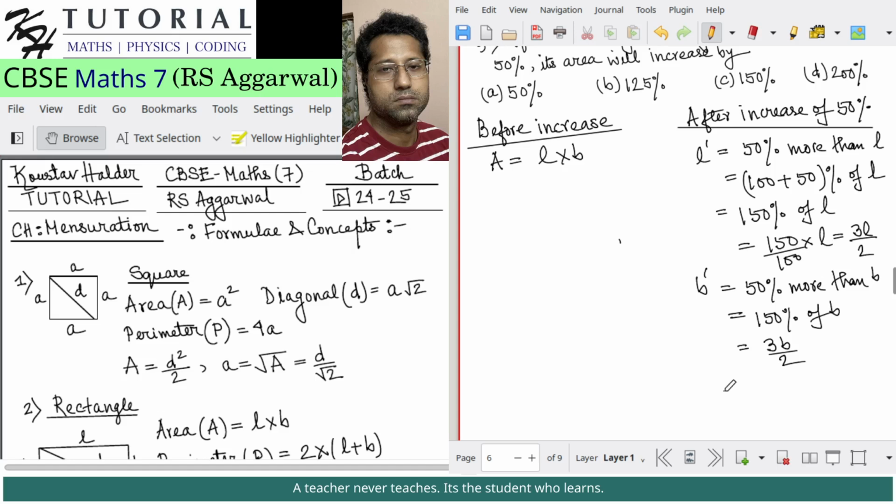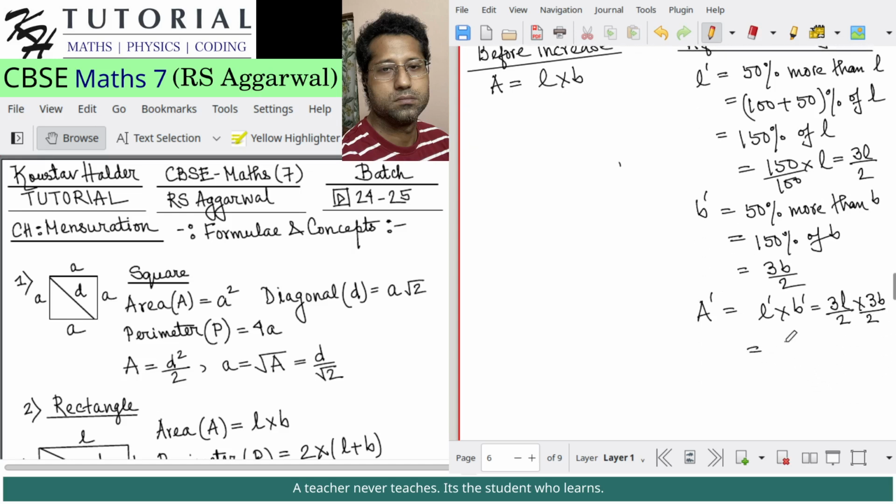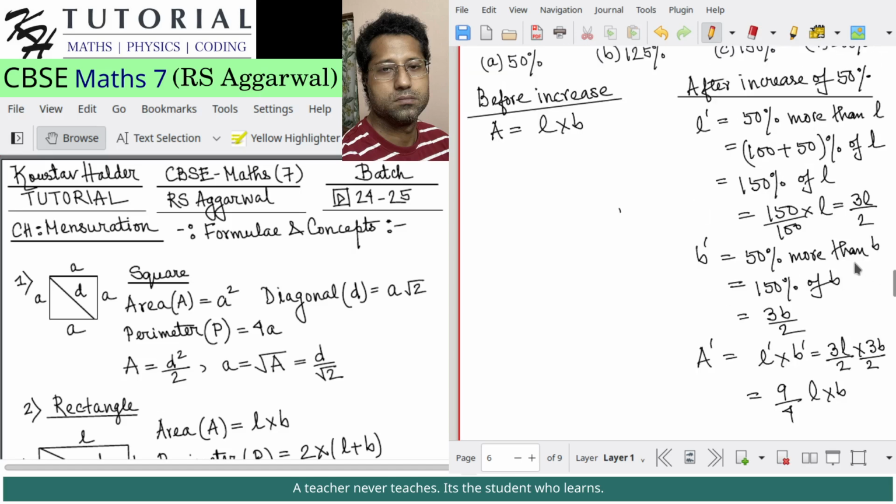Okay. Now what will be the area after both length and breadth have been increased by 50%? Let's say the new area be A dash. A dash will be L dash multiplied by B dash, which is equal to 3L by 2 multiplied by 3B by 2, which is equal to 9 by 4 L into B. So the original area was L into B, and the new area is 9 by 4 L into B.